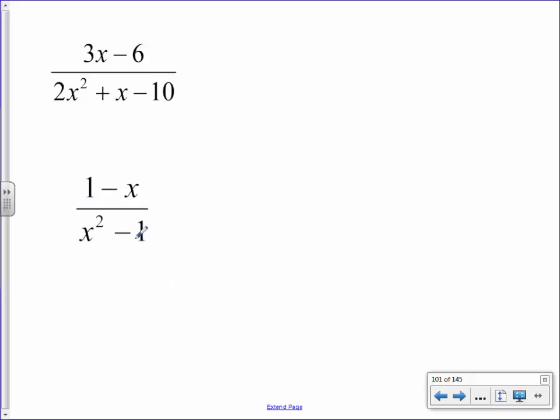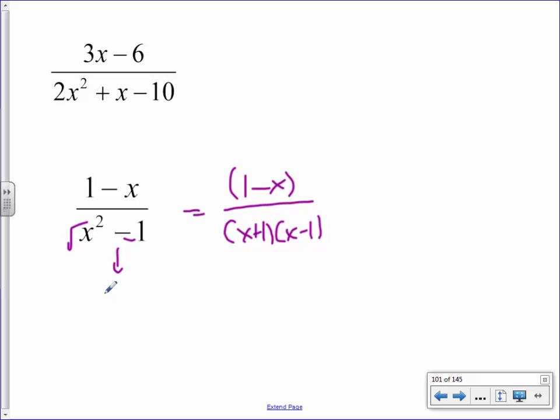But you know how the bottom right here is x squared minus 1? I can factor that. What does it factor to? X plus 1 and x minus 1. That makes sense. It's a difference of squares, right? Because you can square root x, you can square root 1. You guys remember difference of squares?